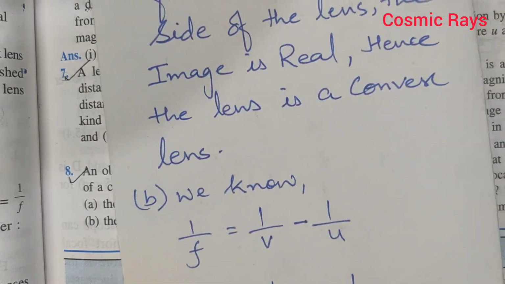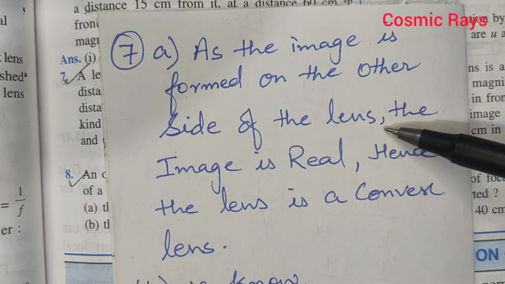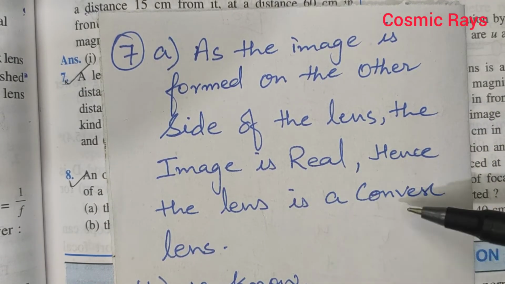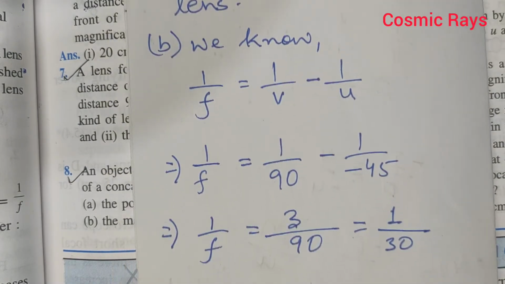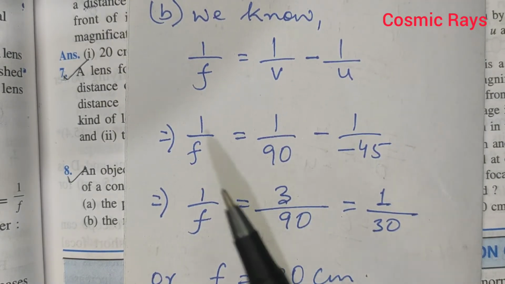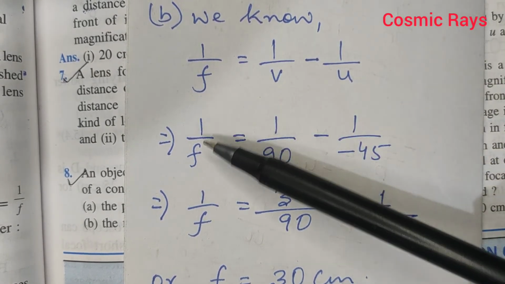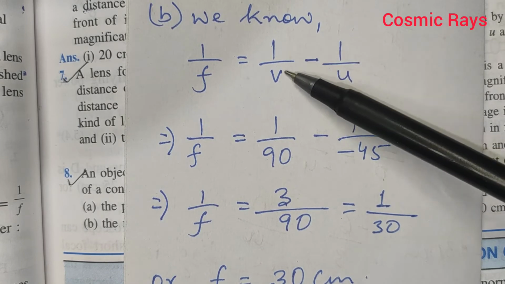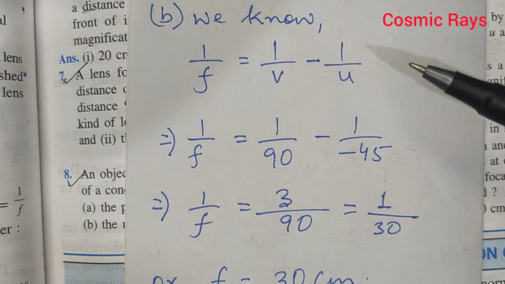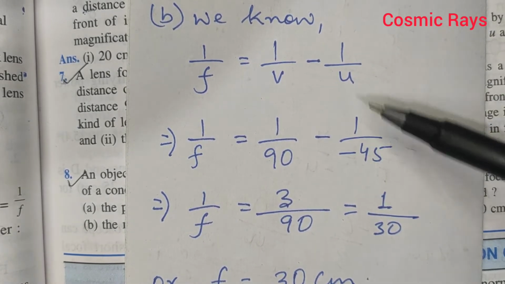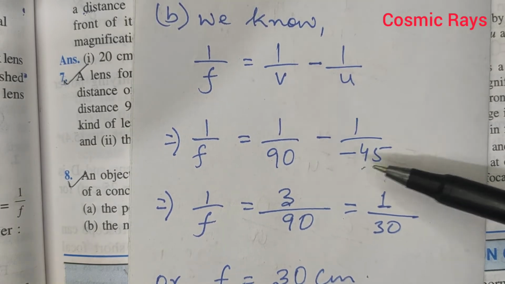So here I have written it for you. As the image is formed on the other side of the lens, the image is real, hence the lens is a convex lens. Now the second part, we have to find the focal length. So we know the lens formula, 1 by f is equal to 1 by v minus 1 by u. So 1 by f is equal to 1 by v, which is 90, minus, because the object is on the other side, minus 1 by object distance, that is minus 45.